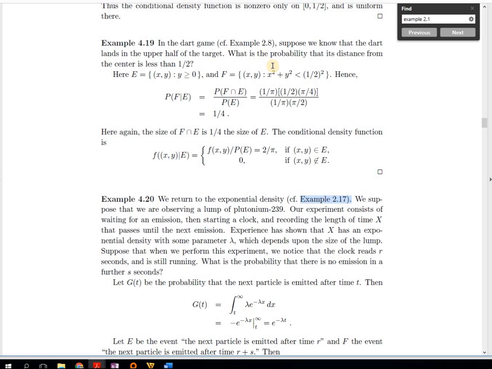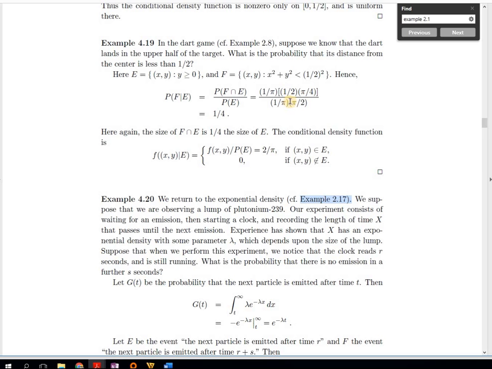Right, now I have to be careful when I read the problem here, because I missed something. In the dart game, suppose we know that the dart lands in the upper half of the target. What is the probability that its distance from the center is less than 1/2? So we're restricting the area of the target to the upper half, and then also the dart will have to land in the upper half of the bullseye. Right? So this is the probability of the upper half of the bullseye, and this is the probability of the upper half of the target, right?